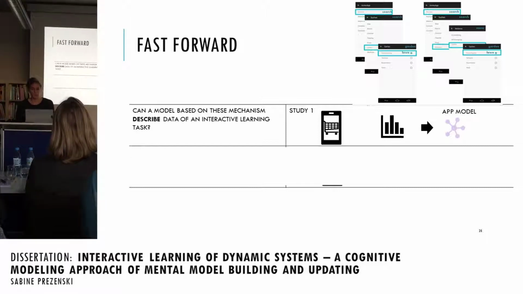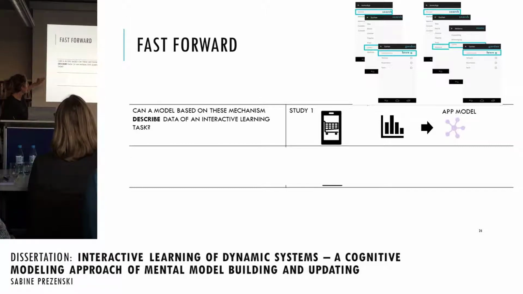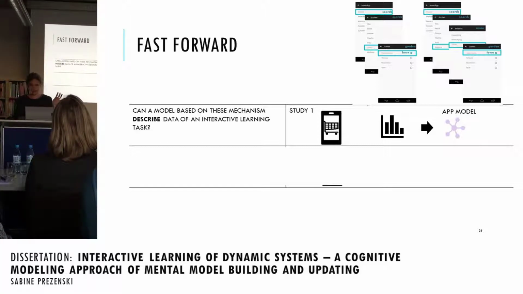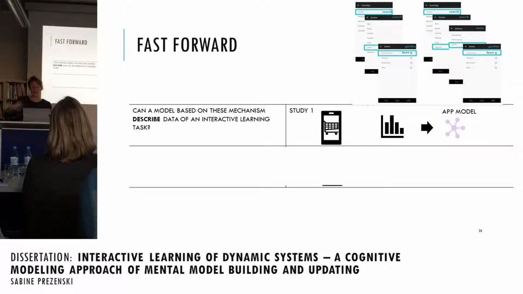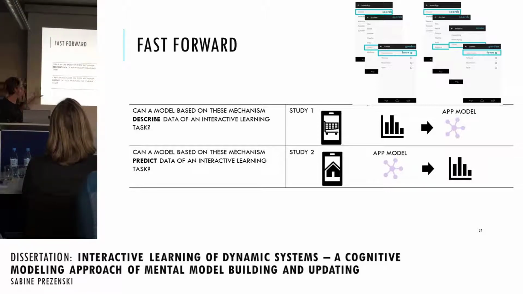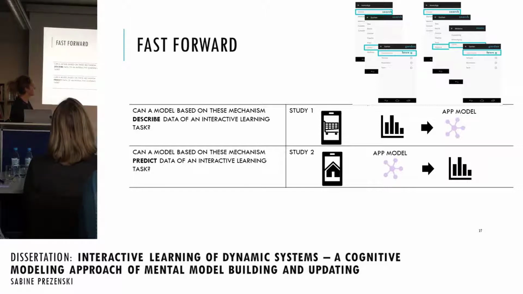Okay, now this study was done to look at if these mechanisms can describe the data, and I'm going to talk about the model fit in a minute, and afterwards I will show you the model. And there was another study which was designed to look at if these mechanisms can predict data. And this study was done with the real estate app.